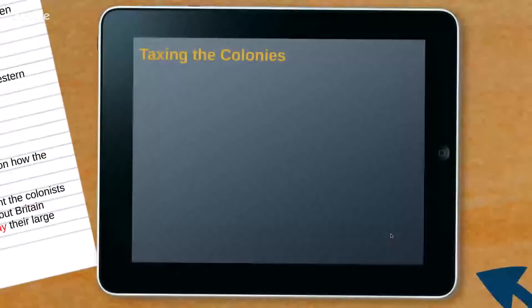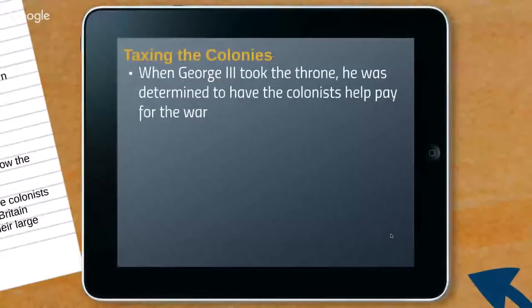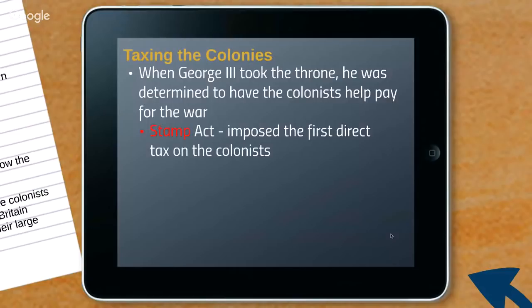So, taxing in the colonies. When King George III took the throne, he was determined to have those colonists pay for the war like we were just talking about. But the key question here is, how did he want the colonists to pay for the war? So the first thing he did was called the Stamp Act, and it imposed the first direct tax on the colonists.